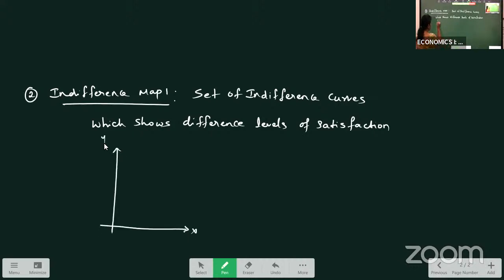On the x-axis, we are taking good X because two goods we are combining here, and on the y-axis, good Y. Now, for example, this is my indifference curve, I will name it IC1. On this curve, any combination you take, you will get the same level of satisfaction, right? Now, if you take more quantities of Y as well as X, when you have more money, obviously you'll take more quantity, so we will get one more indifference curve. The combination will change here.